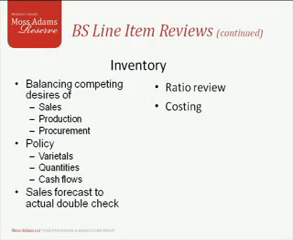Moving on to inventory, there are numerous potential items to consider when reviewing inventory. This list is not meant to be all-inclusive, but are just some examples to consider. So, balancing competing desires. The sales department may desire unlimited inventory in both varietals and quantities. Production may wish to have an unlimited supply of raw materials. And procurement, they may want to maximize discounts through volume purchasing.